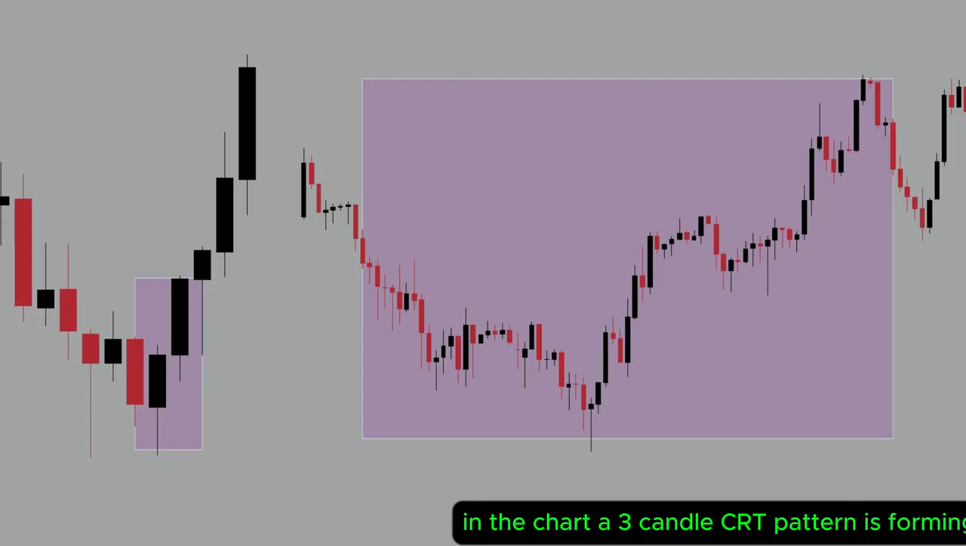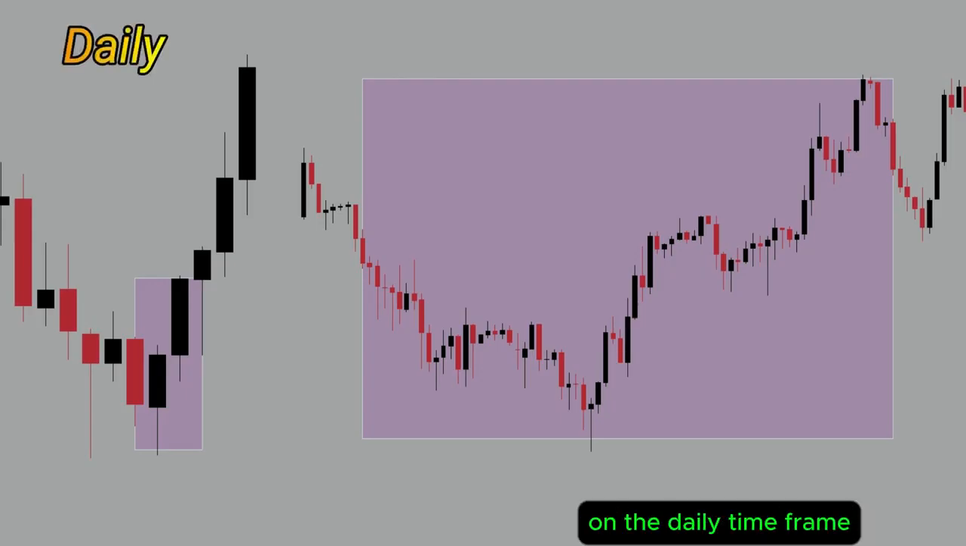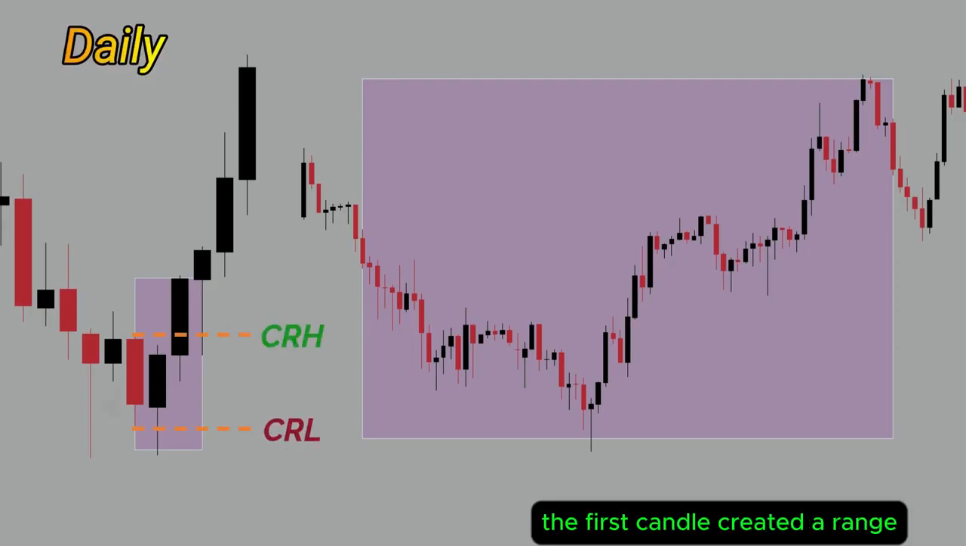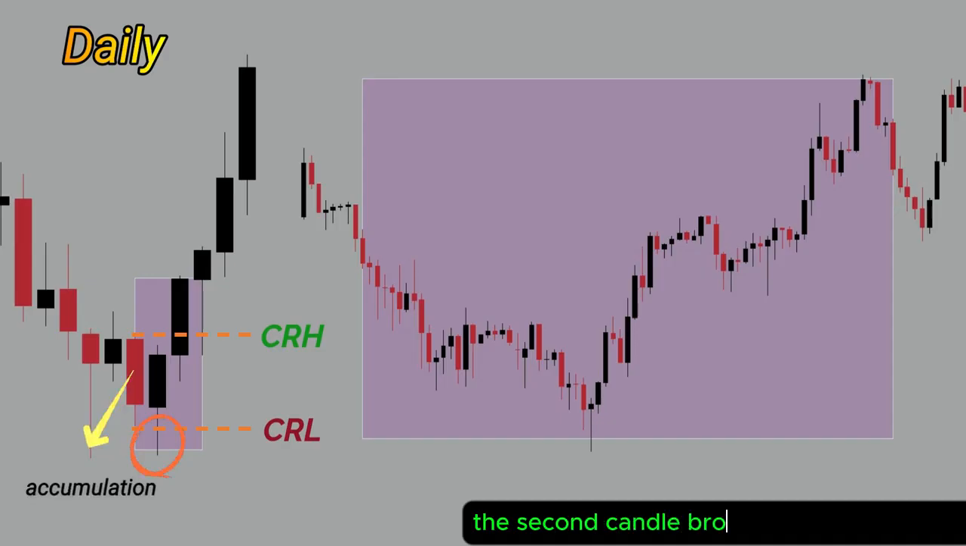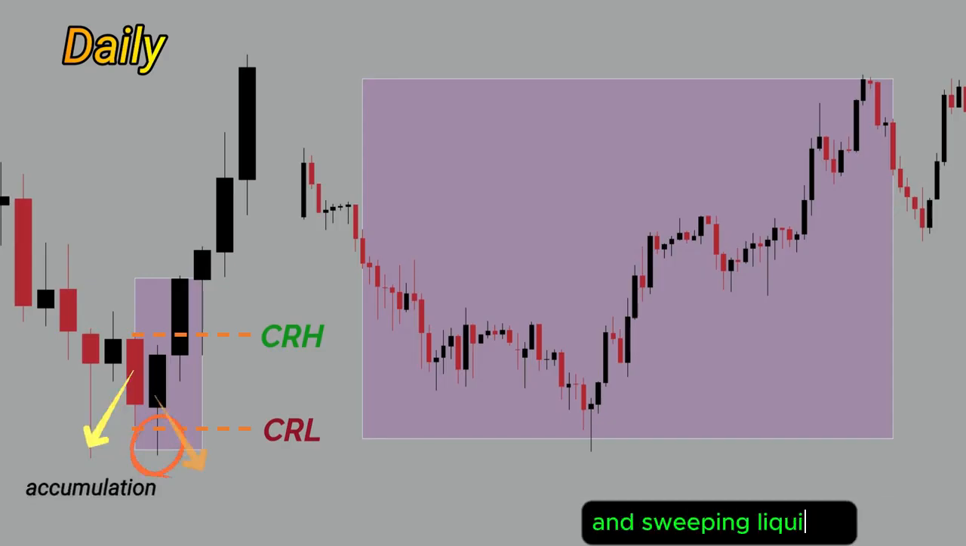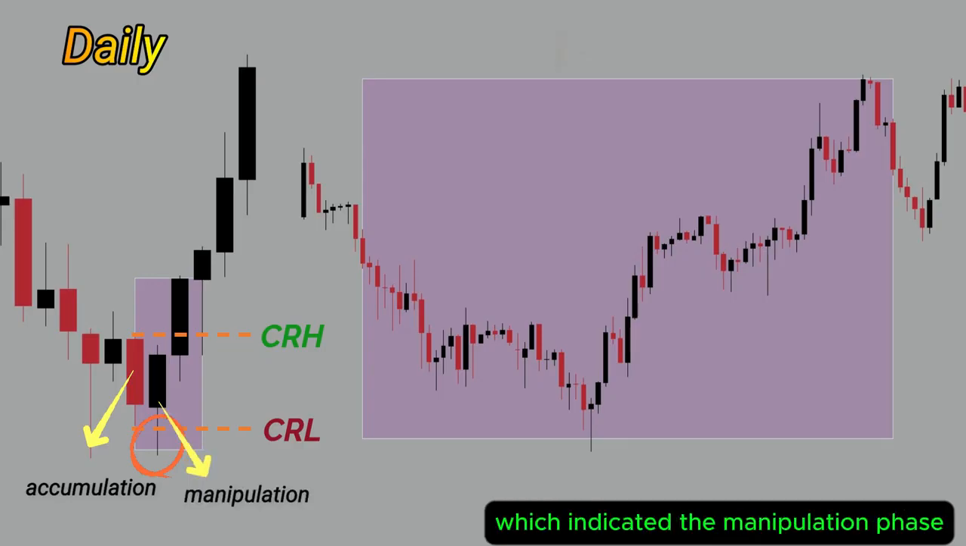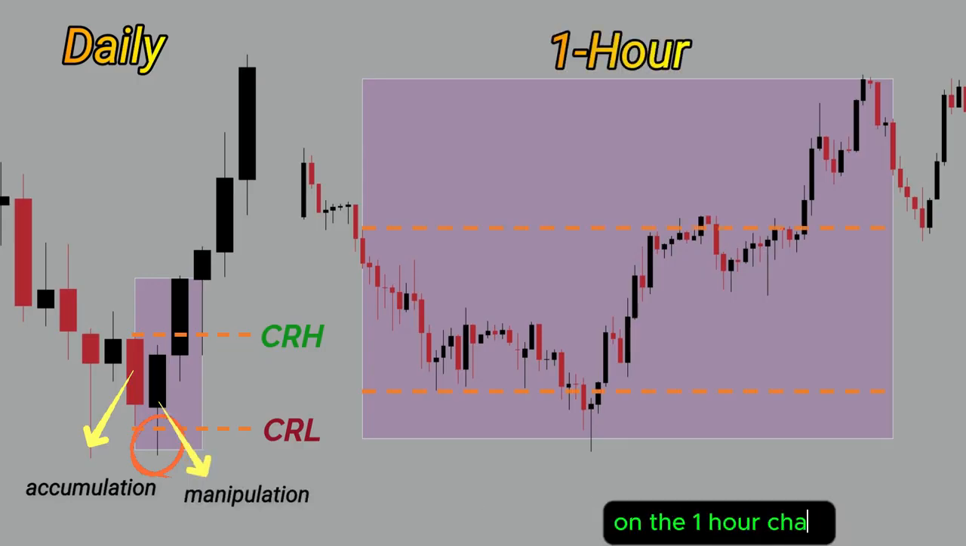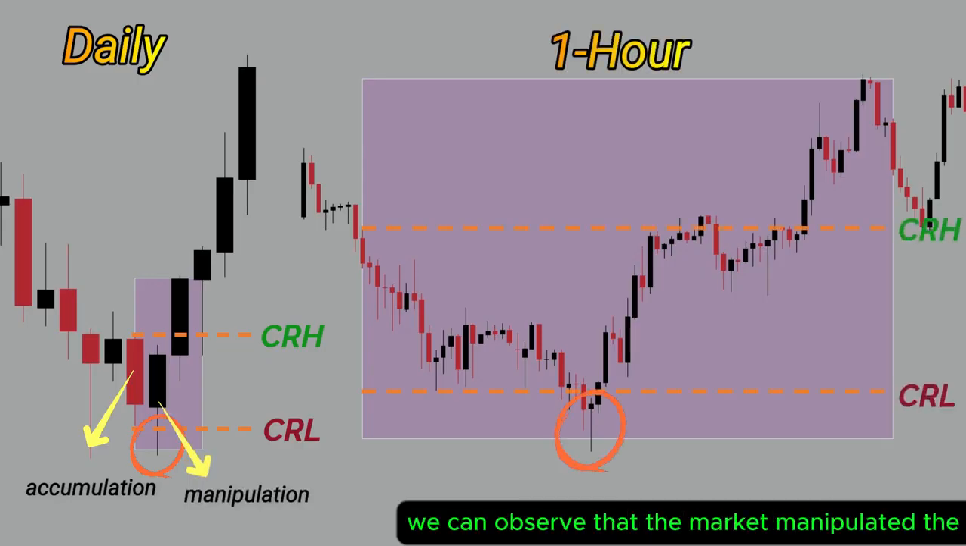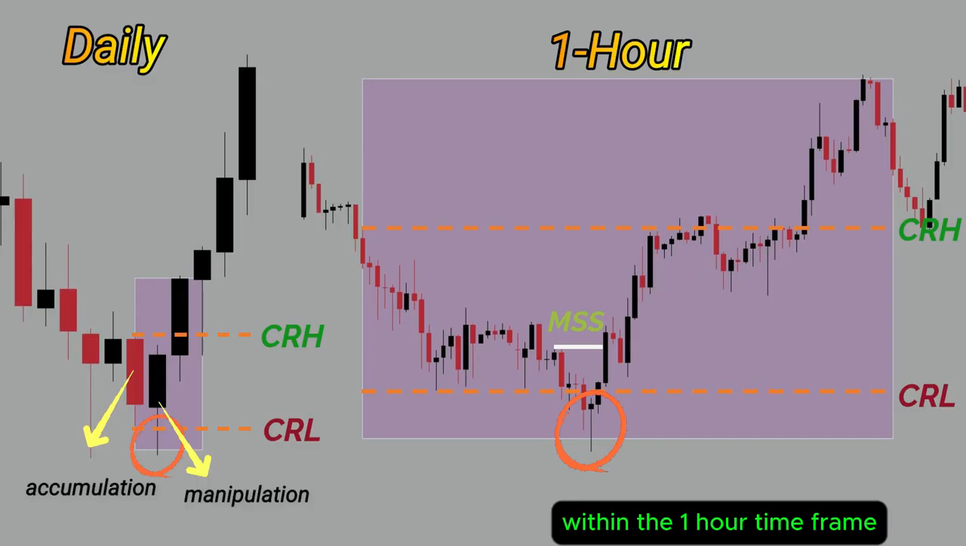In the chart, a 3-candle CRT pattern is forming on the daily time frame. The first candle created a range marking the accumulation phase. The second candle broke through the range, forming a turtle soup pattern and sweeping liquidity, which indicated the manipulation phase. On the 1-hour chart, we can observe that the market manipulated the range with a quick move leading to a market structure shift within the 1-hour time frame.